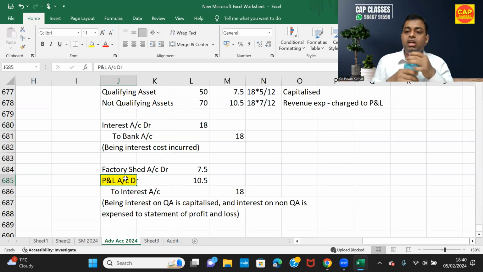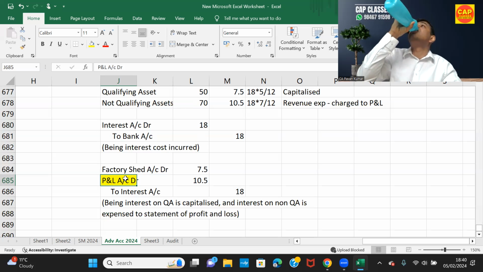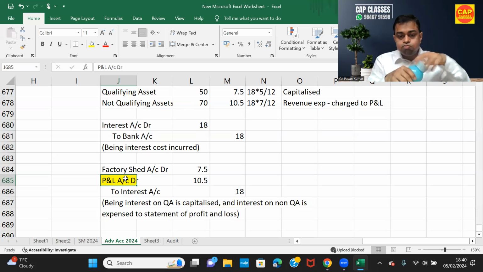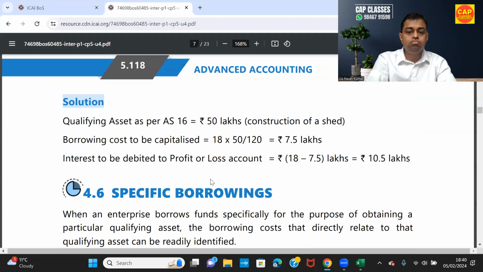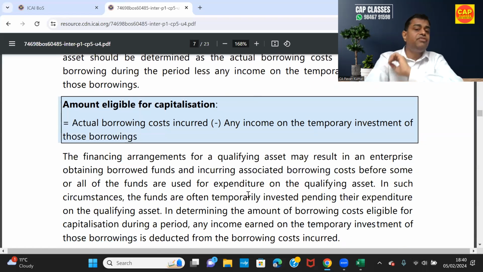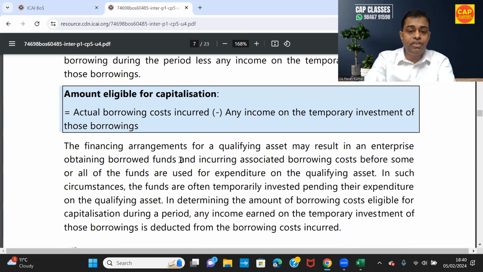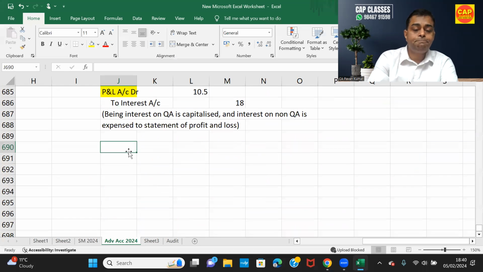Okay, so everybody, you understand this answer to question number 1? Devika, Yalni, and everyone else? Yes, sir. Borrowing cost to be capitalized 7.5, interest to be debited to P&L is 10.5. That's all. Now, specific borrowings. In case of specific borrowings, put the heading.